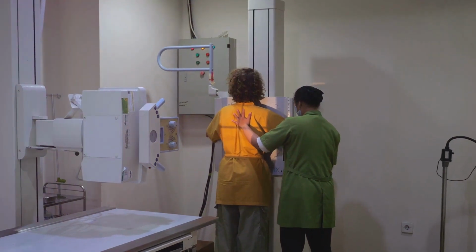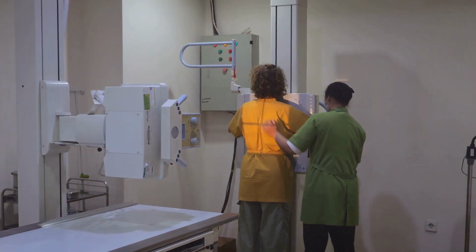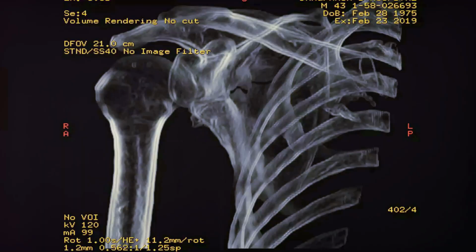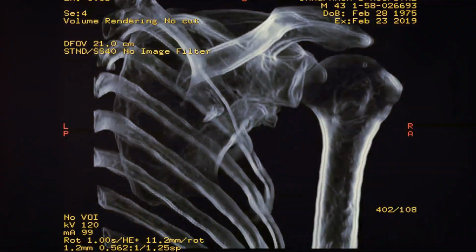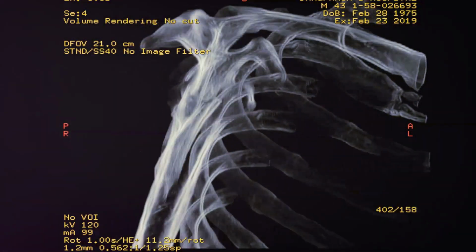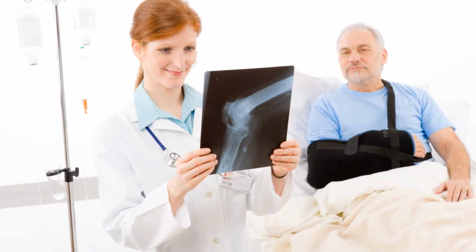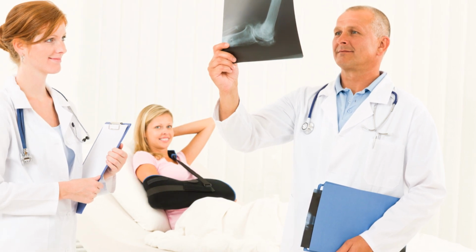Y view. This view is taken with the patient's arm abducted and rotated outward, providing a unique angle. It gets its name from the Y shape formed by the scapula, clavicle, and humerus, making it easy to identify dislocations. This view is particularly helpful in assessing for dislocations and other structural abnormalities.